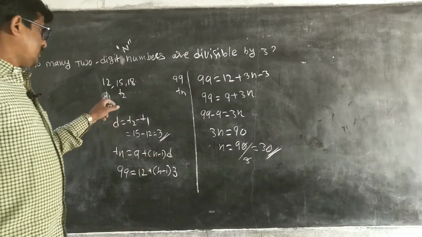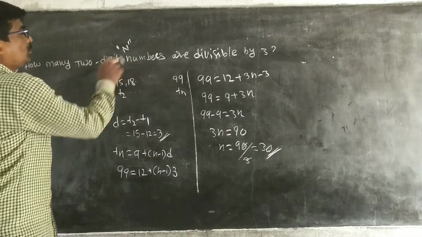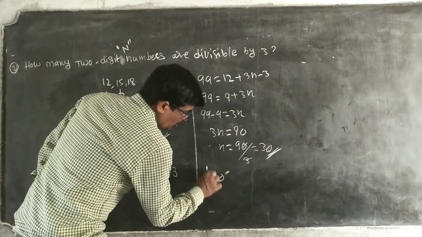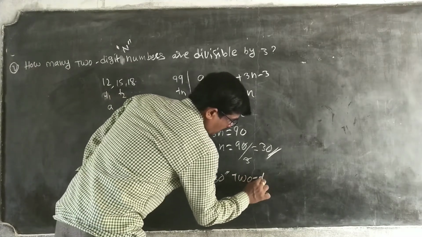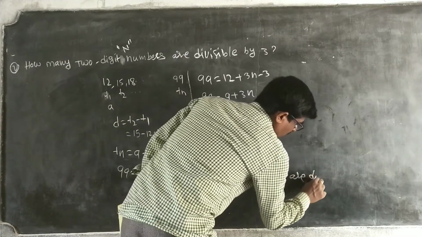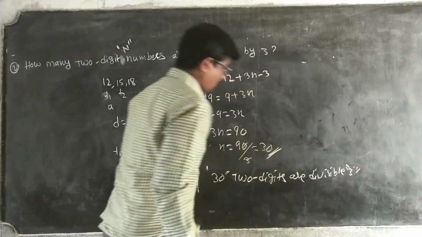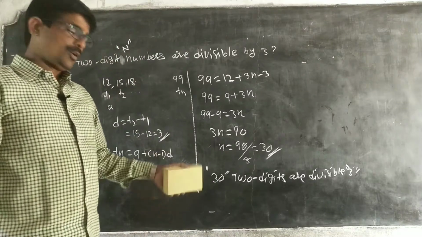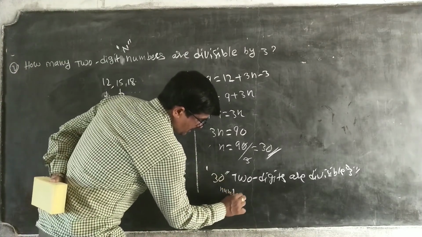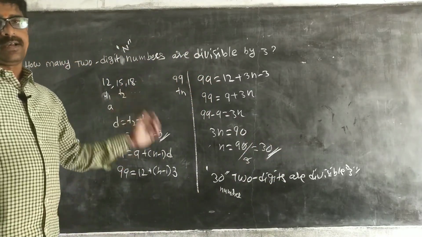How many terms? This is the first term, this is the 30th term. So what did he ask? How many 2-digit numbers are divisible by 3? 30 numbers. 30 numbers of 2 digits divisible by 3.